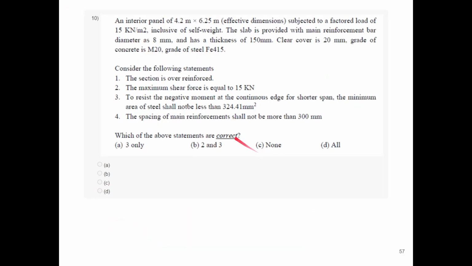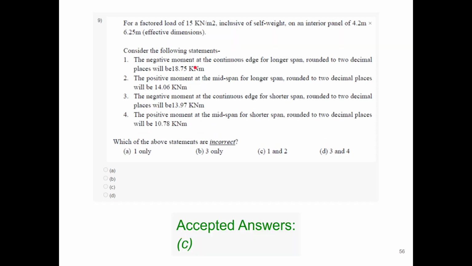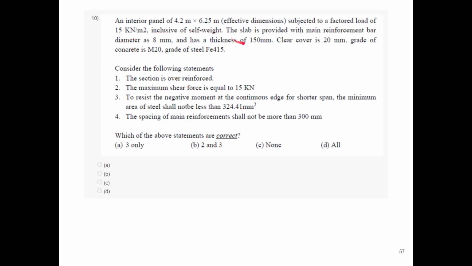Okay, and last question, question 10. An interior panel of 4.2 meter by 6.25 meter effective dimensions is subjected to a factored load of 15 kilonewton per meter square. Is it the same question? Almost the same question plus additional data. The factored load is 15 kilonewton per meter square inclusive of self weight. The slab is provided with main reinforcement bar diameter 8 mm and has a thickness of 150 mm.